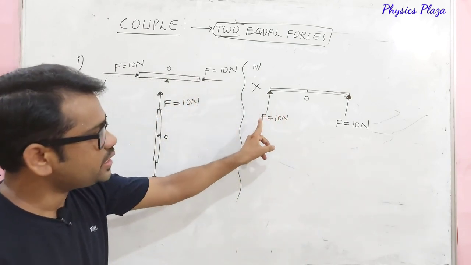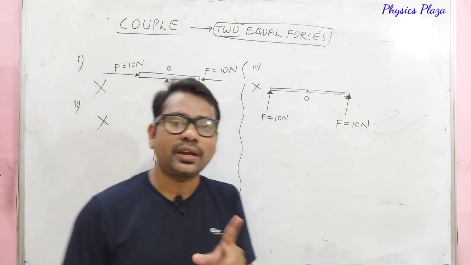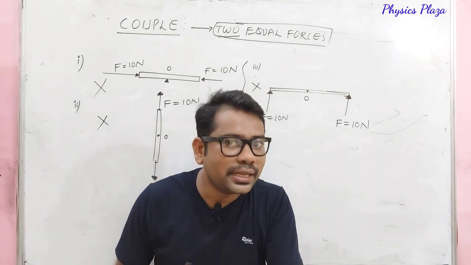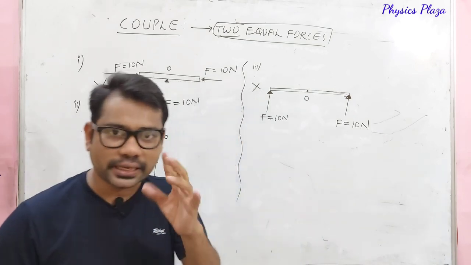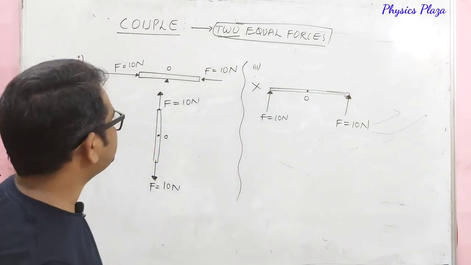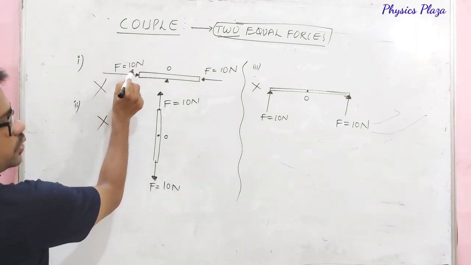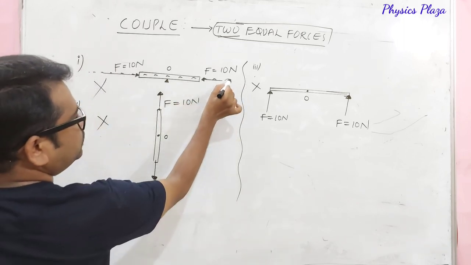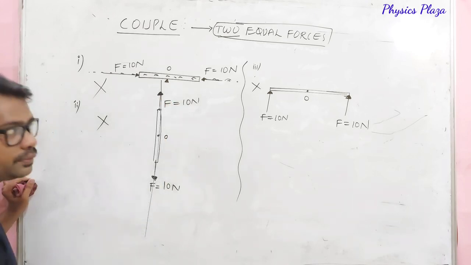So in these three cases, dear children, there are only two equal forces. That's what I am saying. If the two forces are equal and acting on the body, you cannot say that they form a couple. So particular conditions are there. What is that condition? Before going to that condition, dear children, look here. It's very important. This F force is there, no? The first force, its line of action is like this, whereas here also the line of action of the force is the same only.